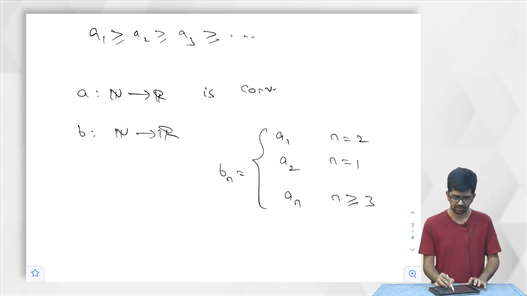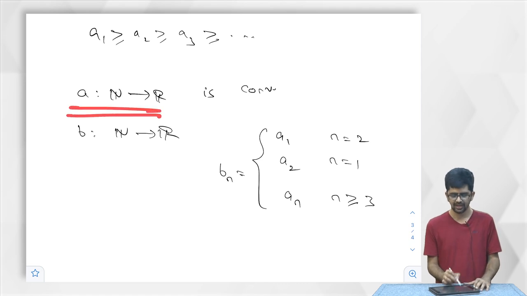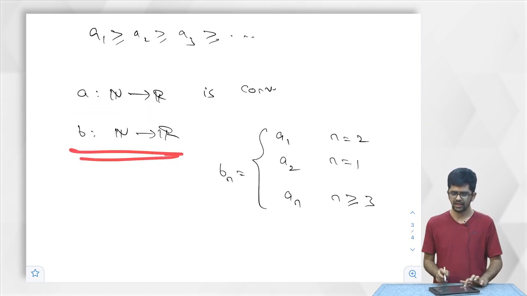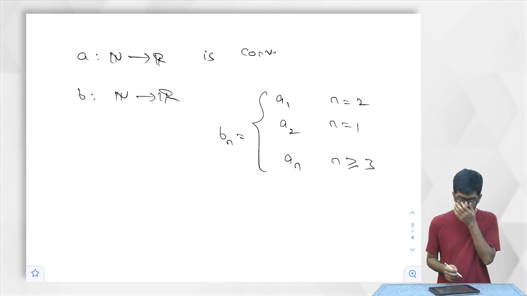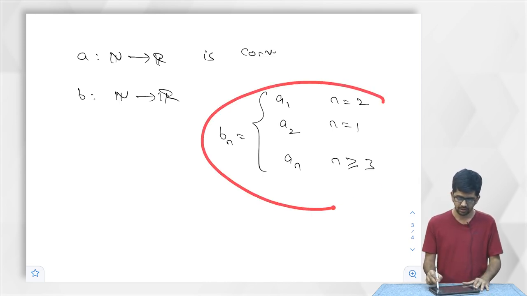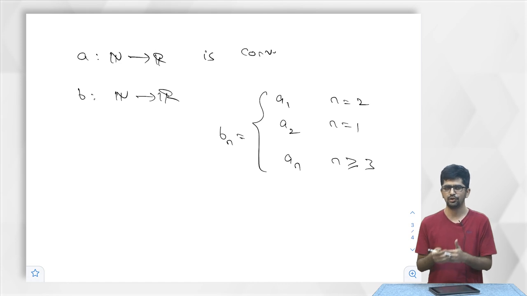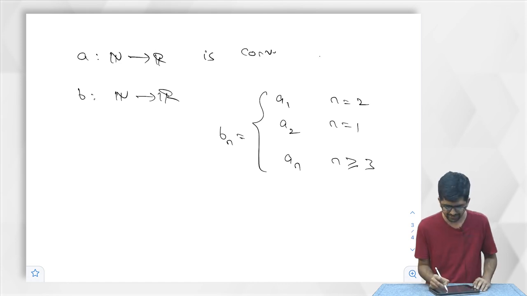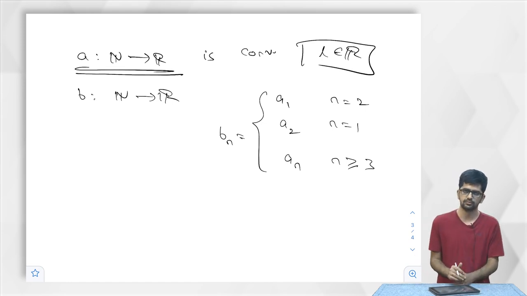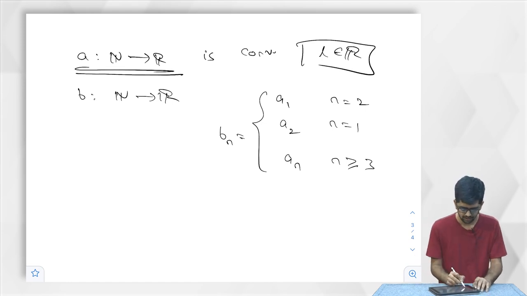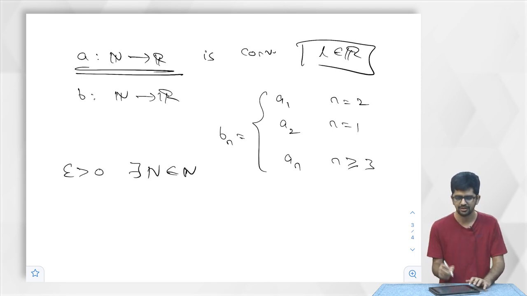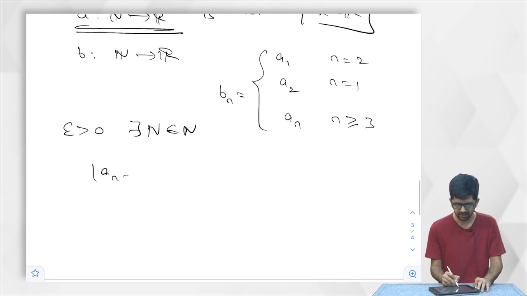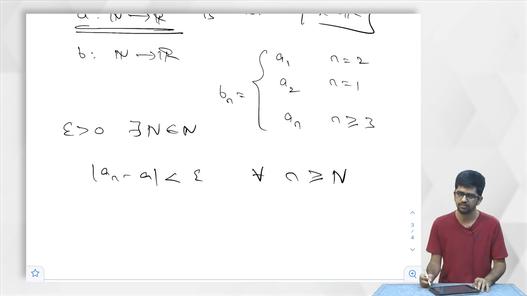Given a convergent sequence A, we produce a sequence B. Now, we are trying to check whether it is convergent or not. For this sequence, guess an element in R to which this might converge. Let us take L to be the limit of this sequence. What does this say? Given epsilon positive, there exists an n belonging to N such that |a_n - a| is less than epsilon for all n greater than or equal to n.